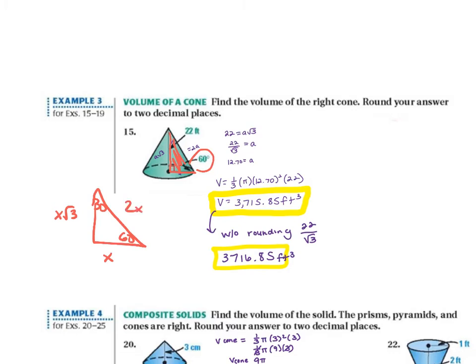So over here, they had already given us this to be 22. So x square root 3 equals 22. Solve for x by dividing. So this x down here is 22 divided by root 3. And then we could divide that, and that's how you get the 12.7. And then plug it into the formula, the 1/3 pi r squared height.